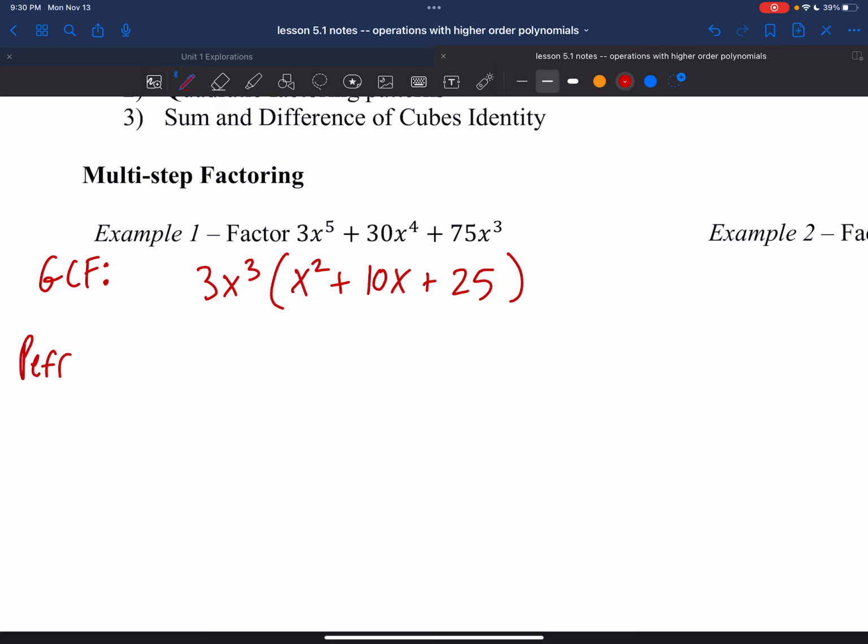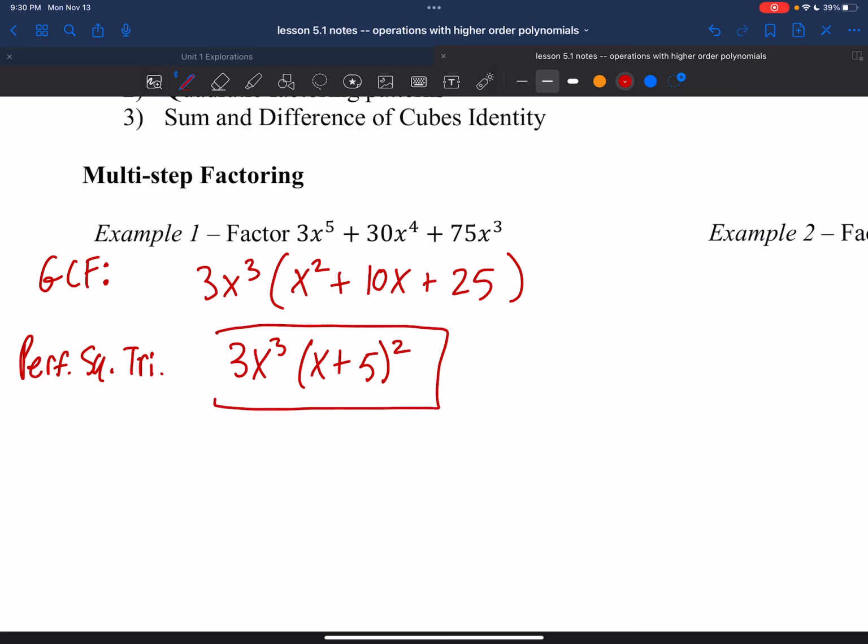So it's a perfect square trinomial. Oh my goodness. 3x cubed times x plus 5 squared. And we are done. That's it.